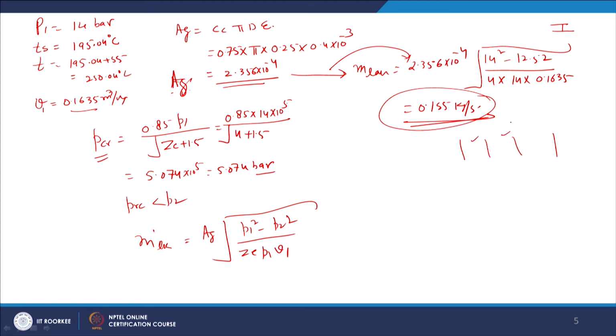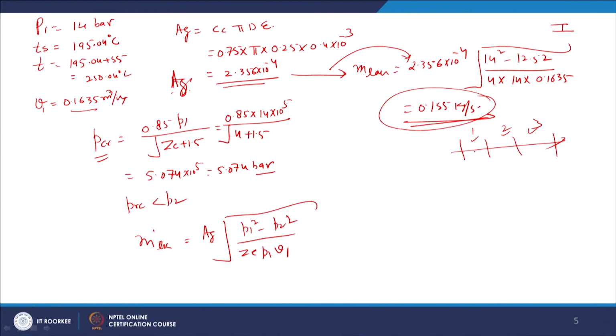Now, the number of dwell spaces, because there are 4 constrictions, is 1, 2, 3. 3 dwell spaces, and now we have to find the pressure in each dwell space. So we will use the same formula because they are all in series. So the mass flow rate is going to remain the same in all the dwell spaces. Now let us take the first dwell space.